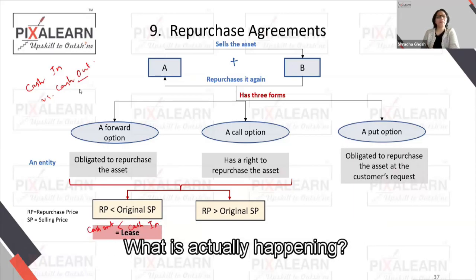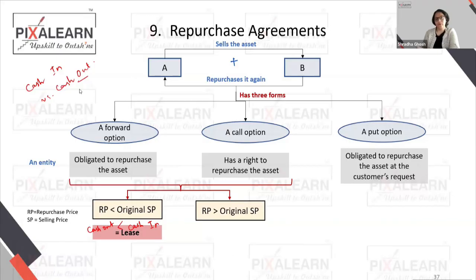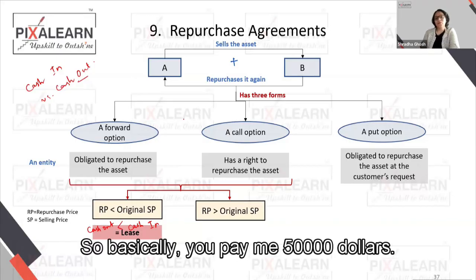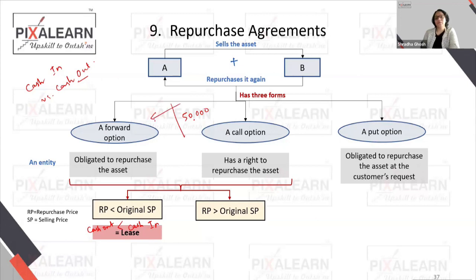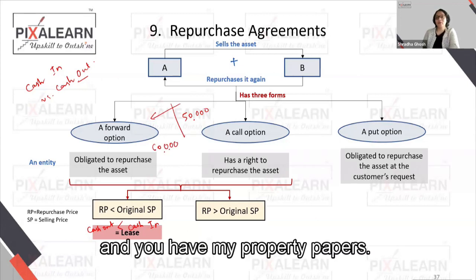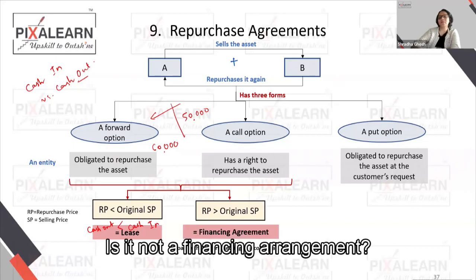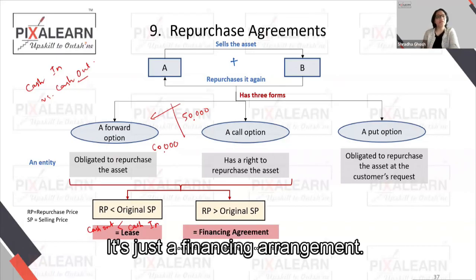What is actually happening, guys? Remember what is happening when the original selling price is less and I pay you more, right? You pay me $50,000, I use it for 3 months, and then I pay you $60,000. And you have my property papers. What is this actually? It's easy, right? Think, what is it? Is it not a financing arrangement? It's just a financing arrangement.